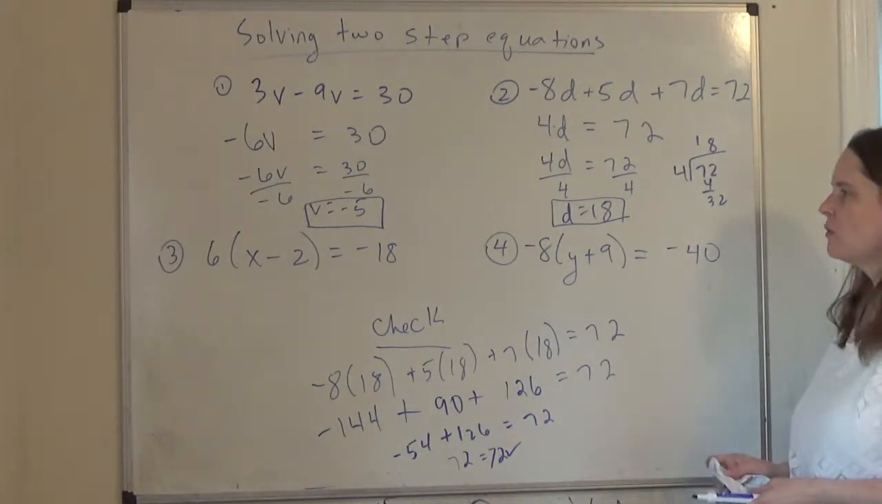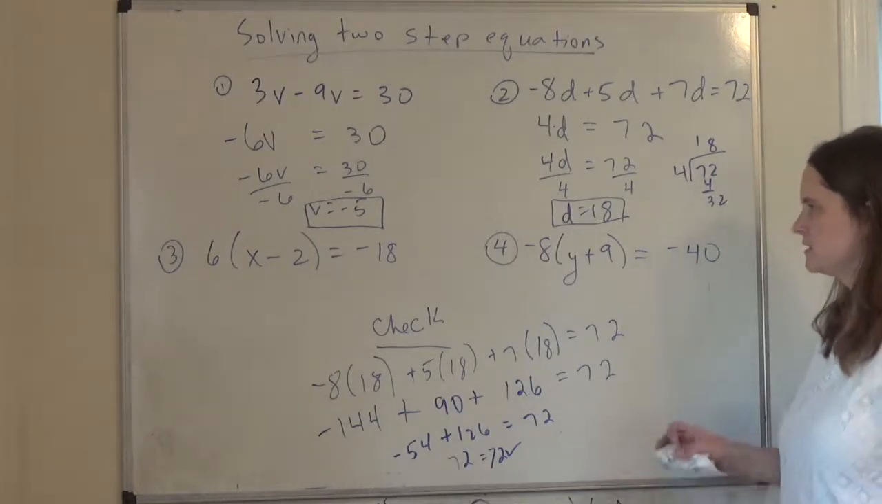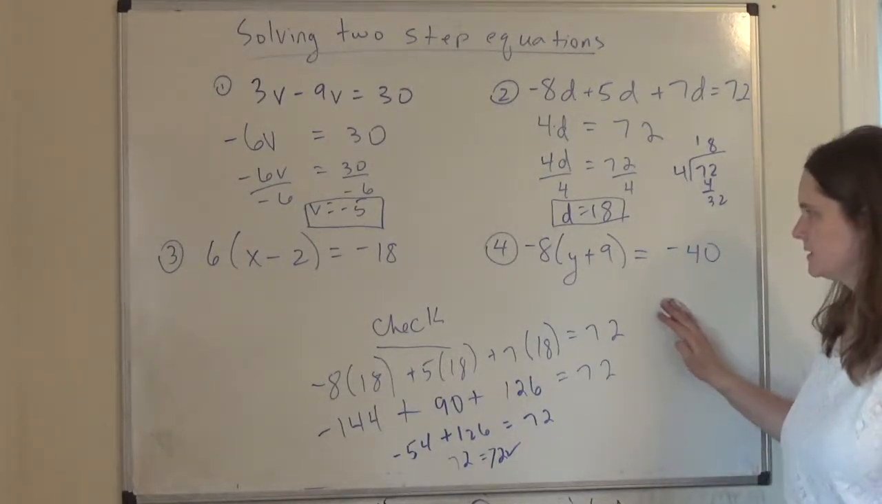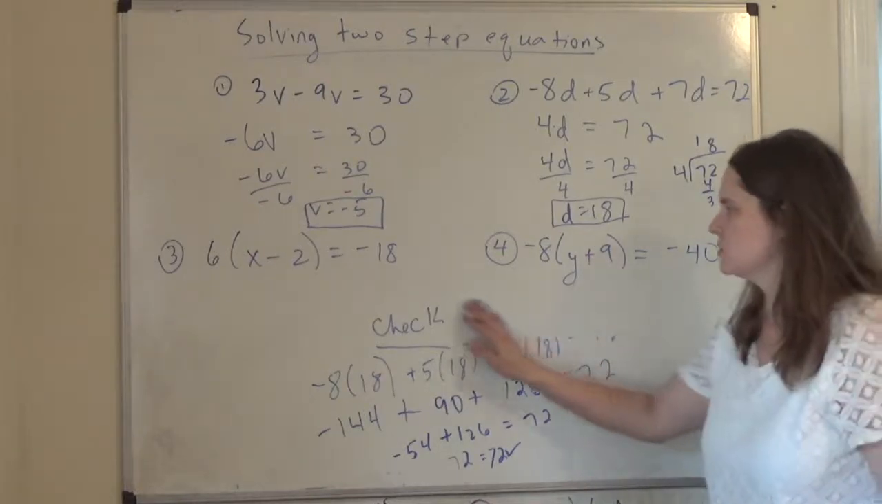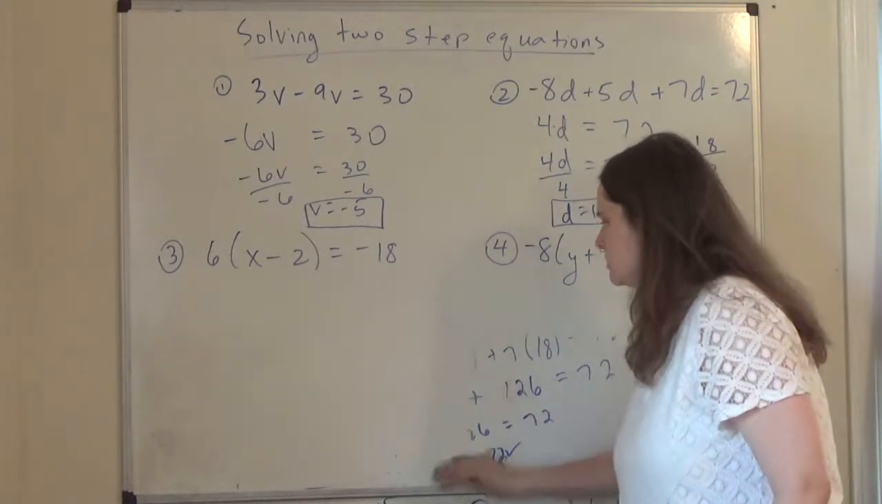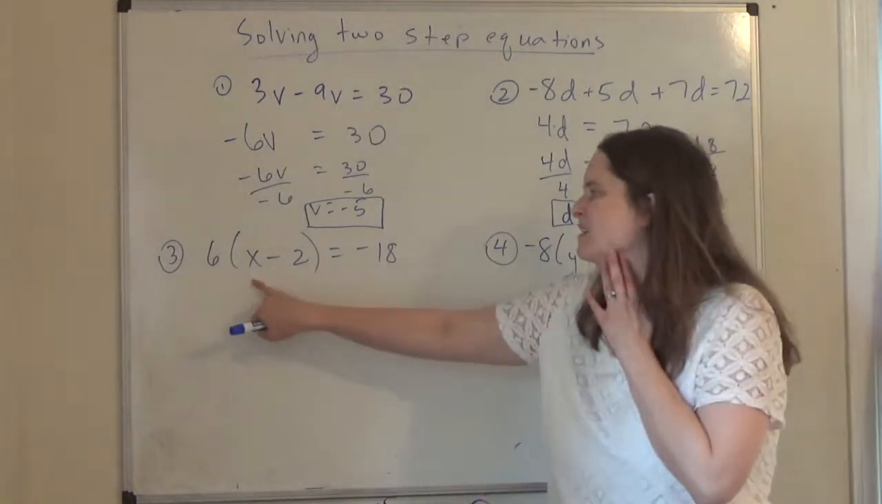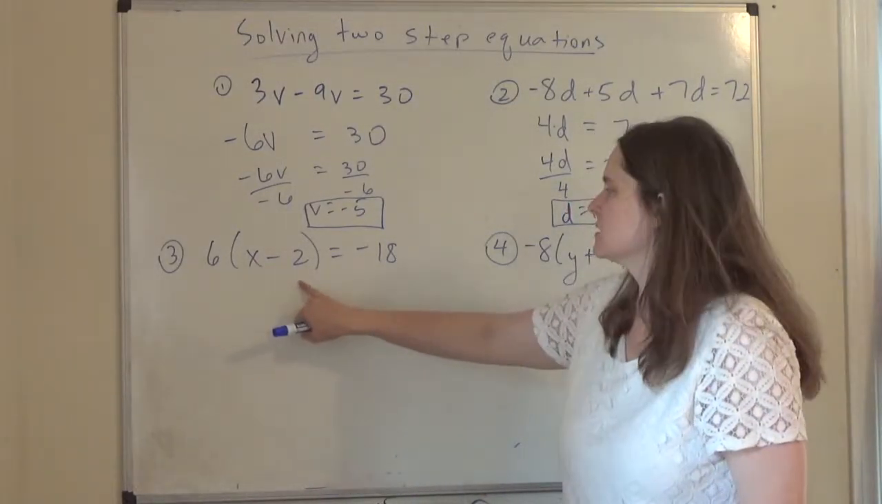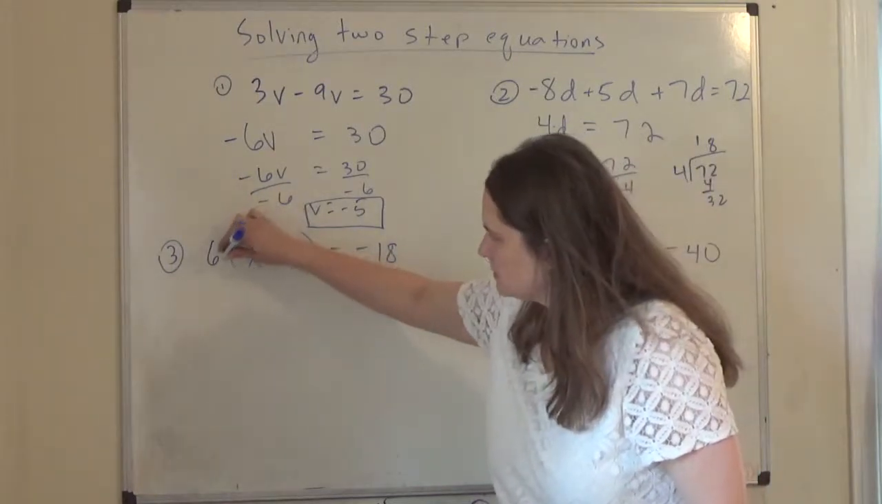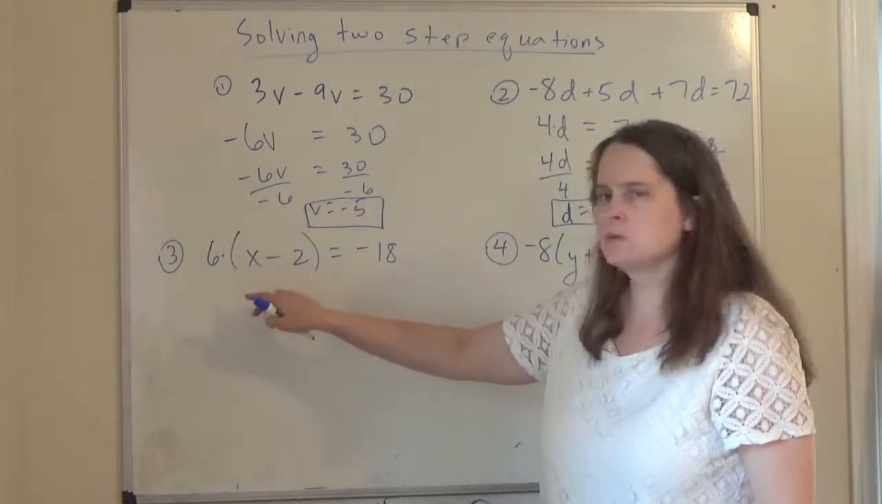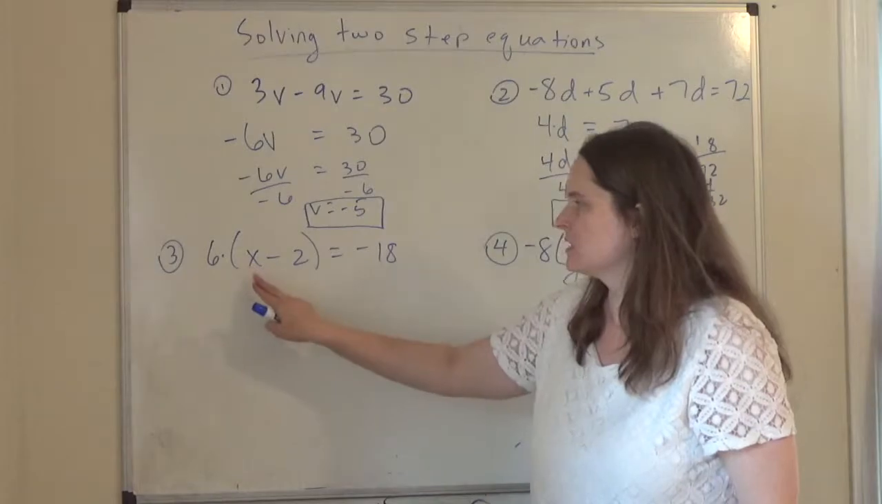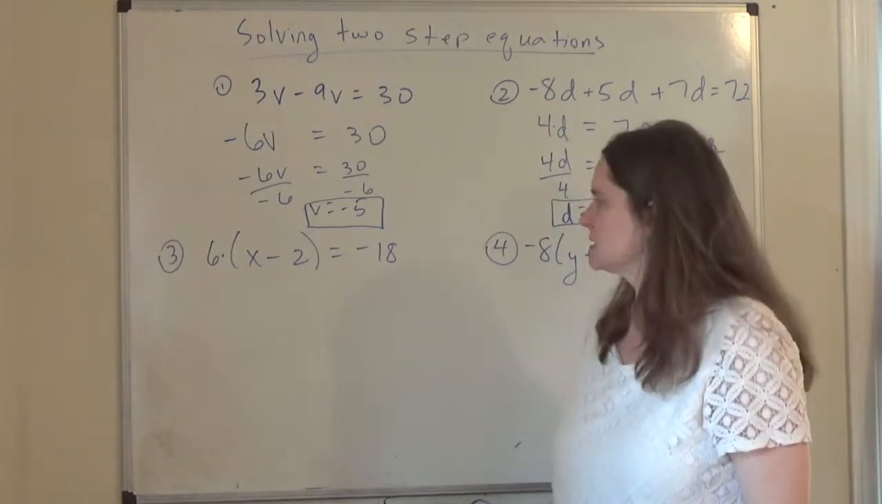In numbers 3 and 4, you notice you've got parentheses, but when you look inside the parentheses, you don't have any like terms that you can combine. So what should we do there? I go inside here, I can't do anything inside these parentheses. But this needs to be multiplied. So this is where we distribute our 6 to each of these terms inside parentheses.